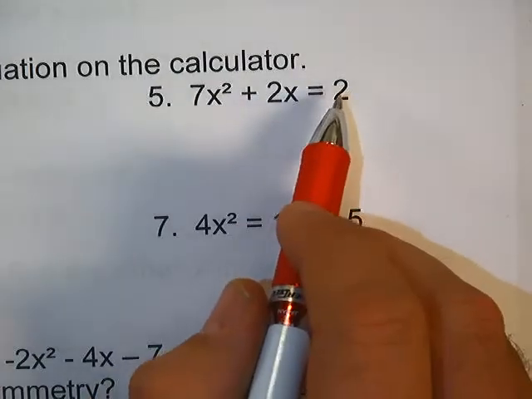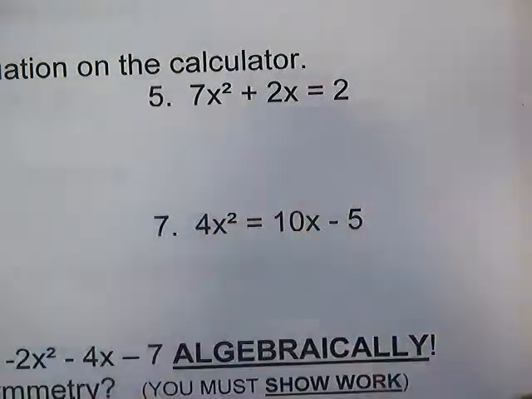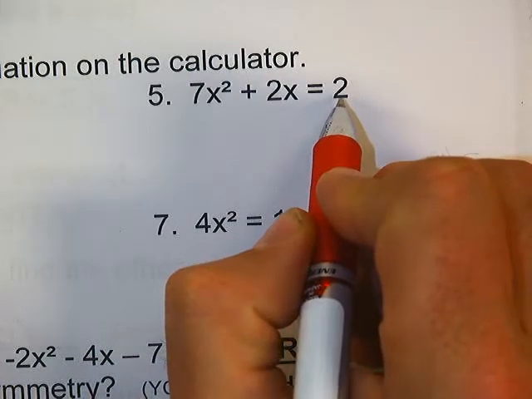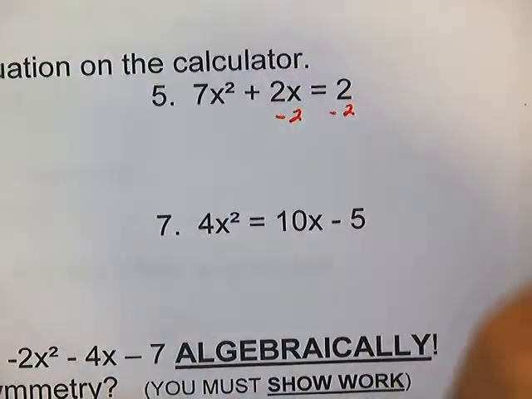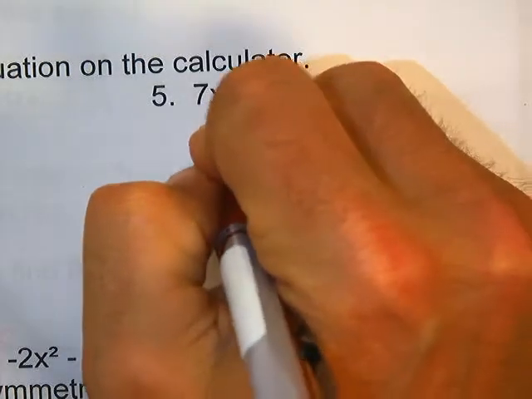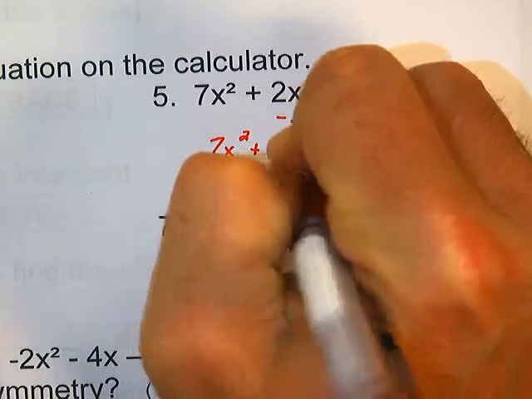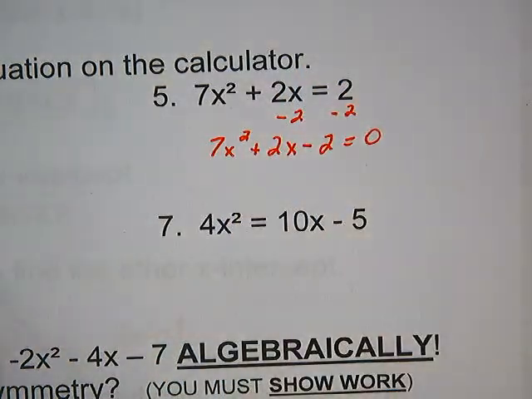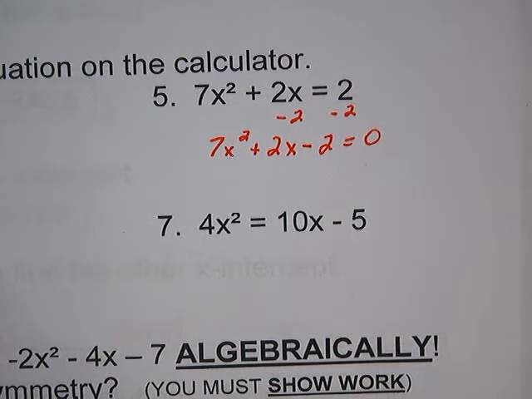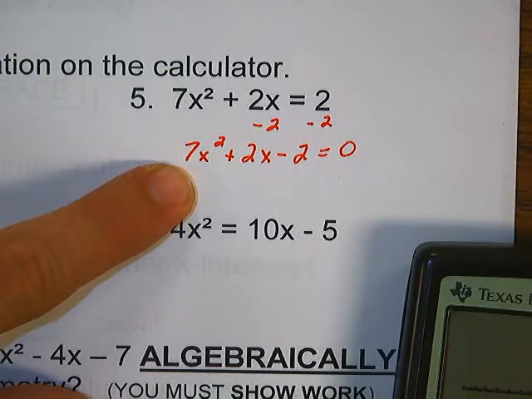Number 5. You notice this 2 is on the right side of the equation. To get rid of it from here, I'm going to subtract 2 from both sides. So I have 7x squared plus 2x minus 2 equals 0, or equals y. Okay, now it's all on the same side.